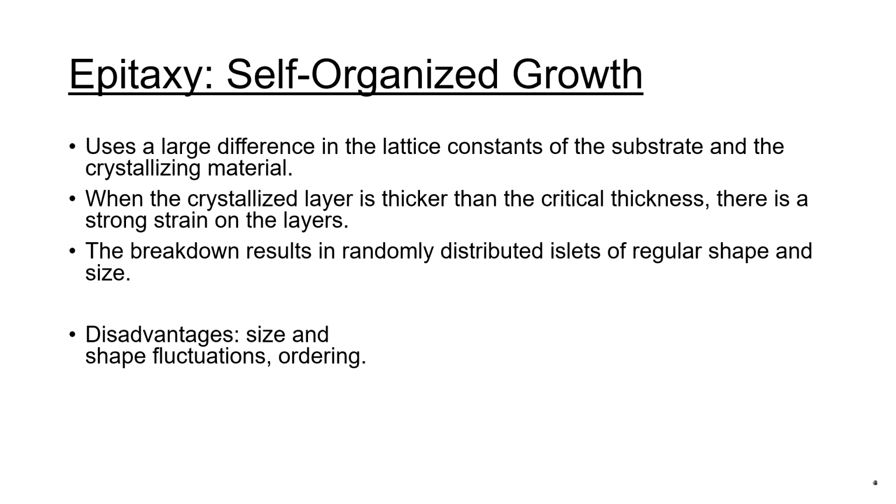When the crystallized layer is thicker than the critical thickness, there is a strong strain on the layers, and the breakdown results in randomly distributed islets of regular shape and size. And this is where you can find this picture which shows the substrates and the quantum dots forming on top of that. The disadvantage here is size and shape fluctuations. It varies based on how the control conditions are followed, and then the ordering of the system can vary with the processes.